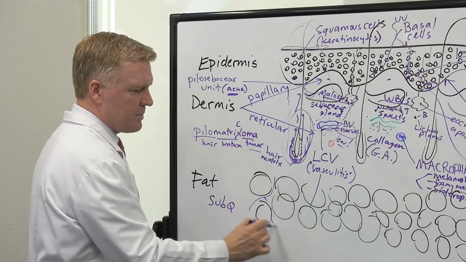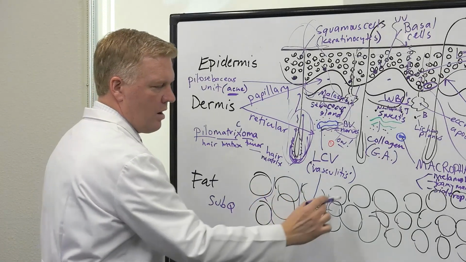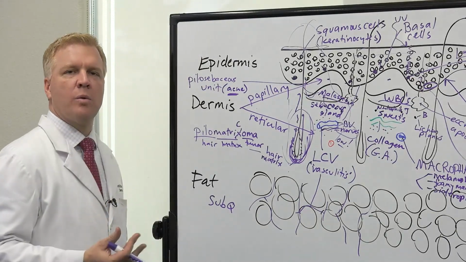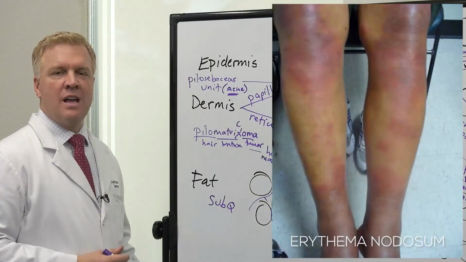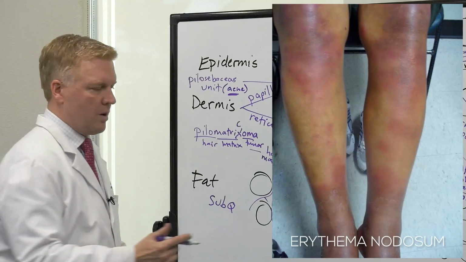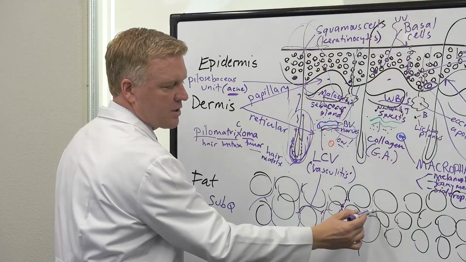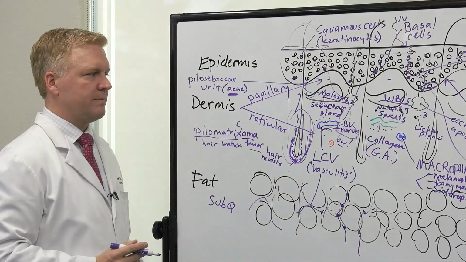We also have septae that are in between all of these fat lobules. And so that comes into play when we talk about panniculitis, such as erythema nodosum, which gives a lot of inflammation on the septae in between the fat lobules.